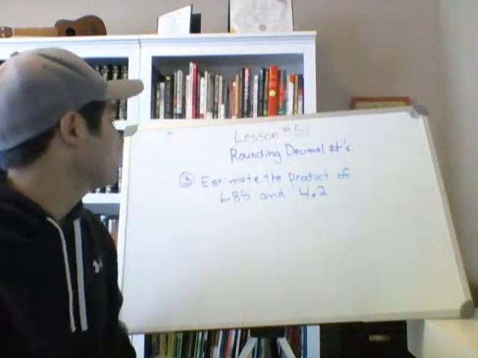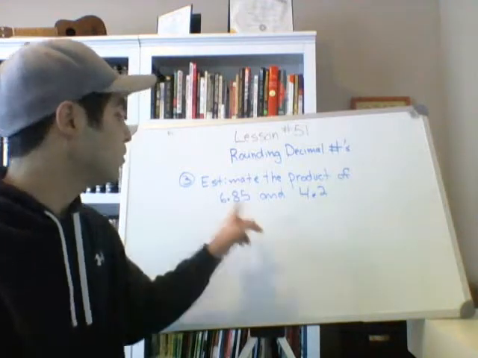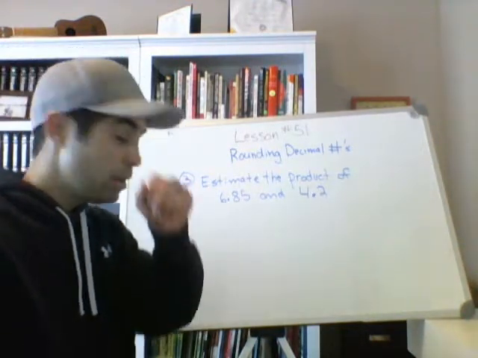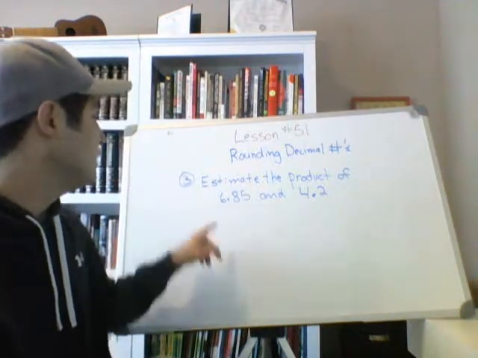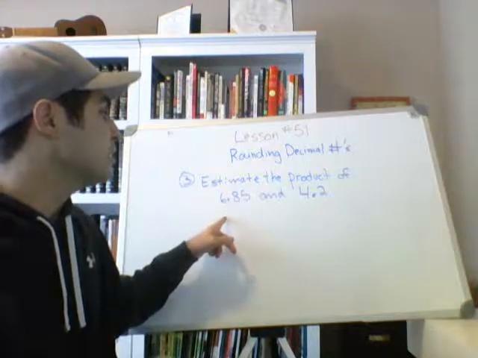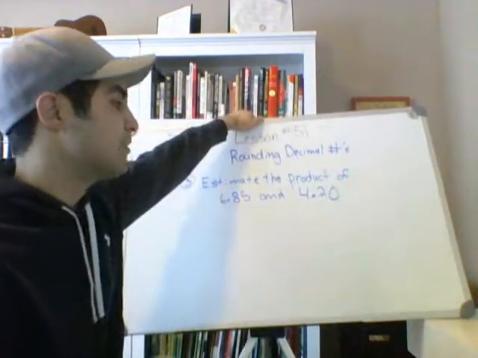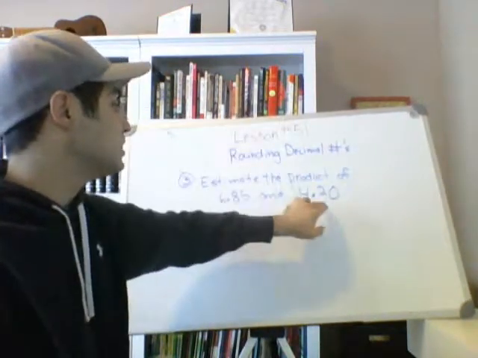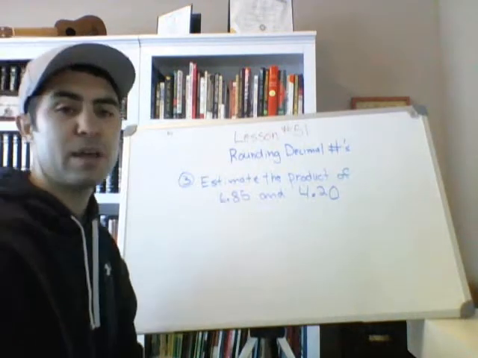Alright, example number 3. Estimate the product. Product means the answer to a multiplication problem, so we're multiplying these two things, 6.85 and 4.2. First, you need to round to the nearest tenth. Alright, so you have two numbers that you need to round to the nearest tenth. Now, you know that you can add as many zeros as you need to the right of the decimal if you need to. So I'm going to add 1 zero. That way we have 2 place values to the right of the decimal here and 2 place values to the right of the decimal here.